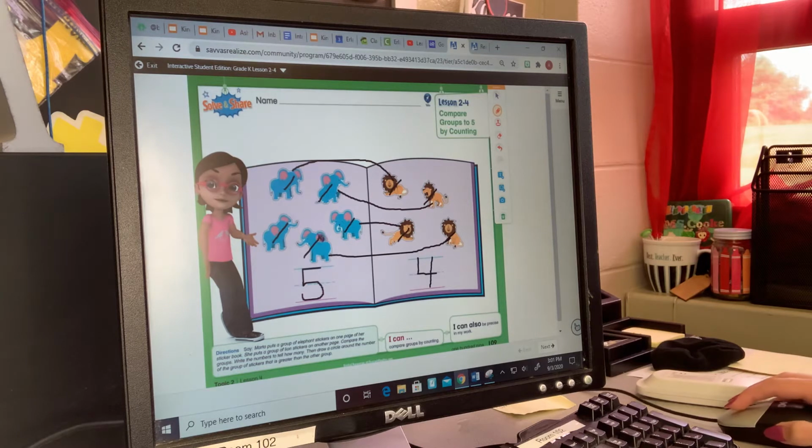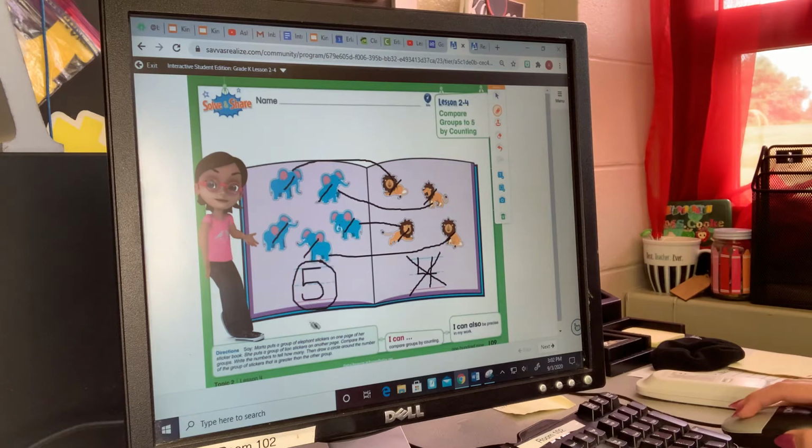Okay, so it looks like I still have one more elephant that was not matched to the lion. So that tells me that 5 is greater than 4, and 4 is less than 5. So since 5 is greater, I'm going to put a circle around that number to show that it's more than the other group of images. And then since 4 is less than 5, I'm going to put a big X to show that that is less than the group of 5.